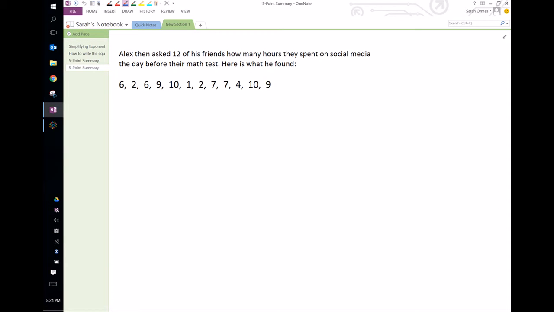So just like before, the very first thing we need to do is take our data and list it in order from smallest to largest. And again, I suggest you cross out the numbers as you go, just to make sure you do not miss any of them. Okay, I think I got them all.